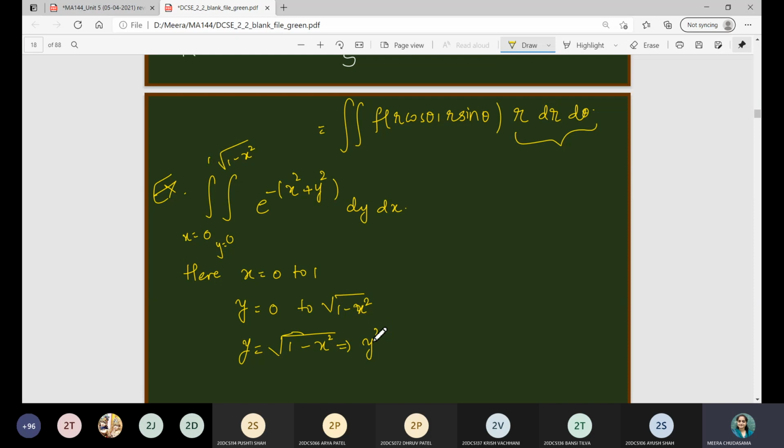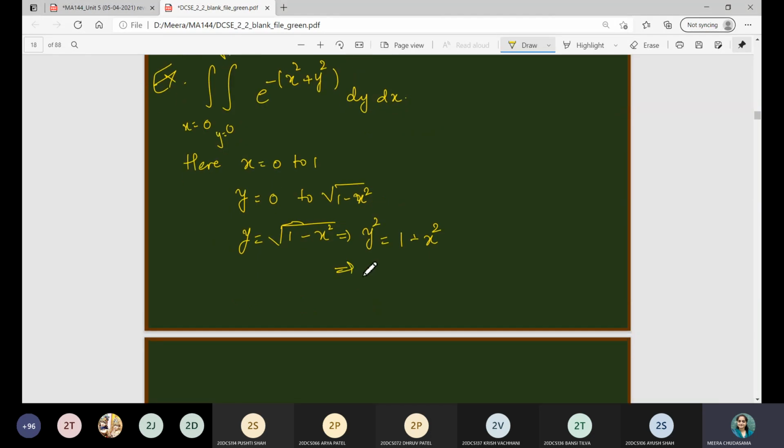So what will y equal to the positive square root of 1 minus x square represent? By squaring both the sides, it will be y square is equal to 1 minus x square, and hence x square plus y square is equal to 1, which represents the unit circle centered at origin. So x is varying from 0 to 1. If I draw this, the entire case is this one. If I consider the unit circle, it is this one actually, but x is varying from 0 to 1.